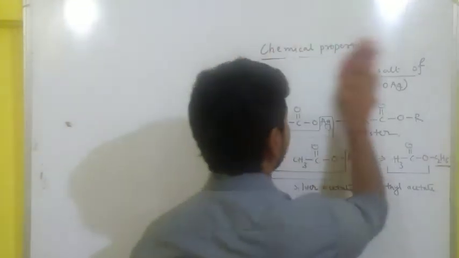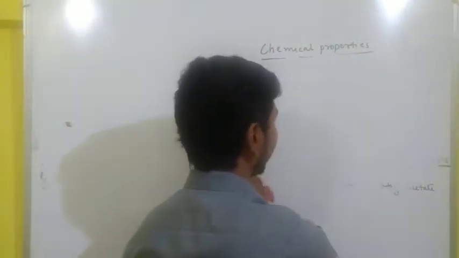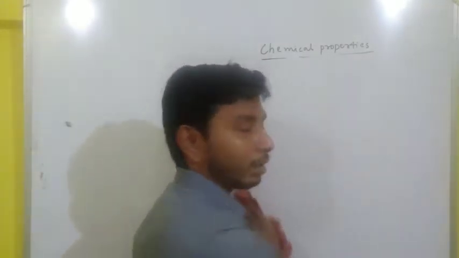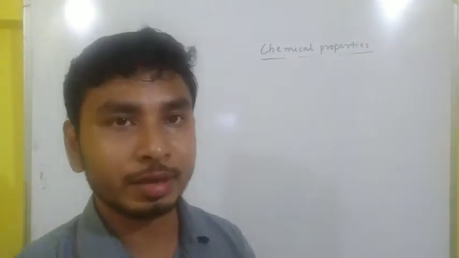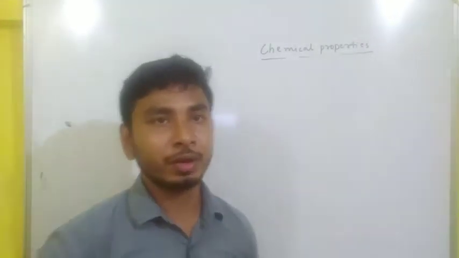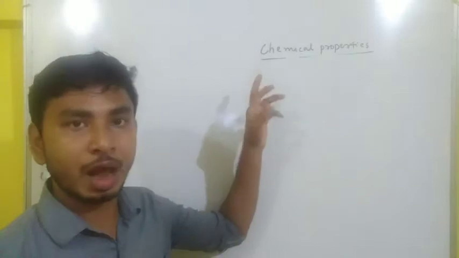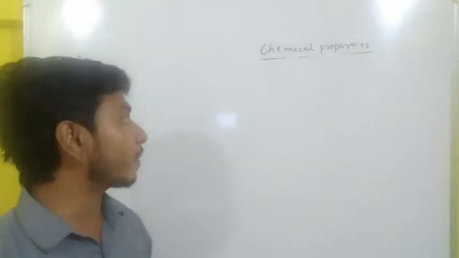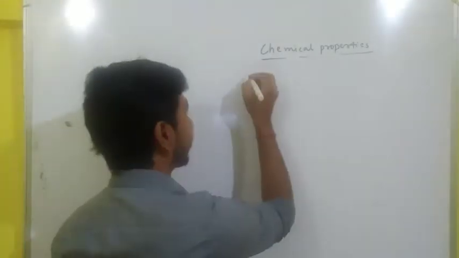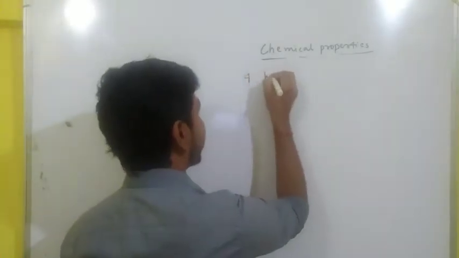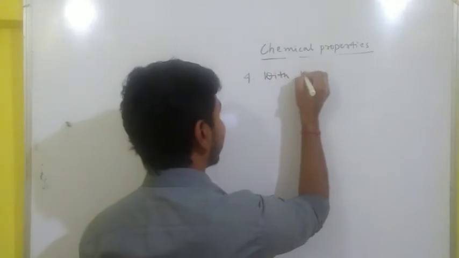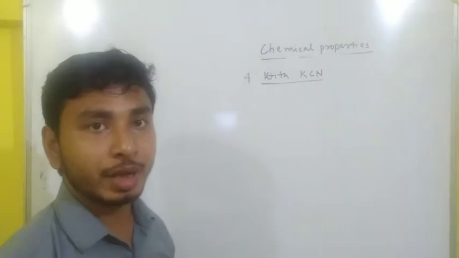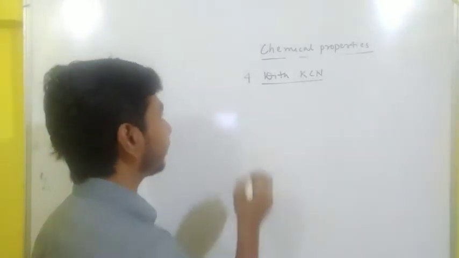Next reaction, reaction number 4. So the two reactions we have discussed in our last video. In this video, we have discussed the third reaction, that is the reaction with the silver salt of carboxylic acid. Now the fourth reaction is the reaction with KCN, the reaction with potassium cyanide, KCN.